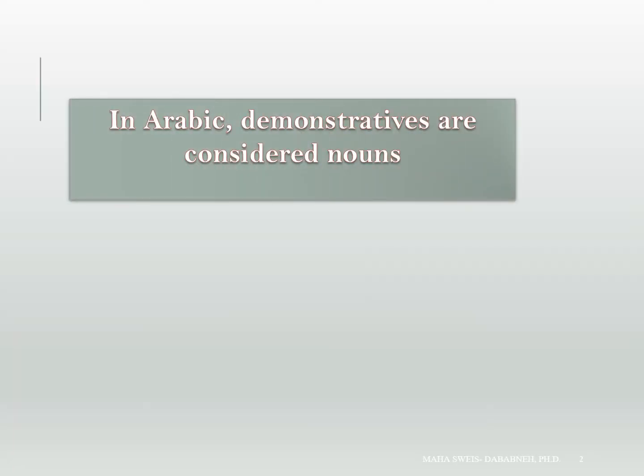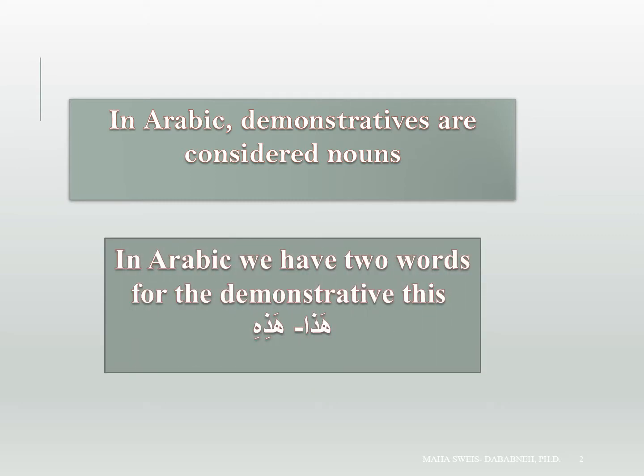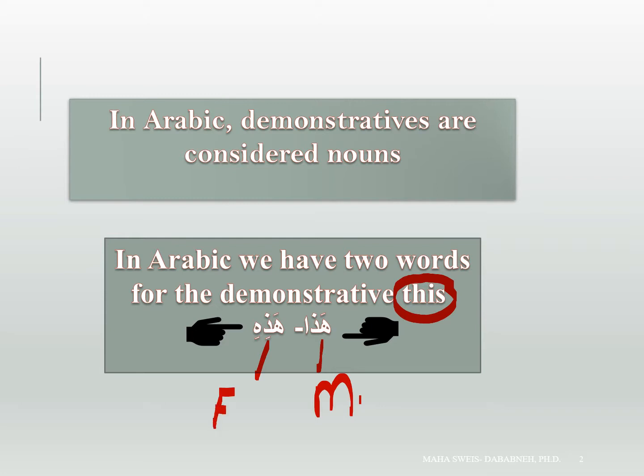In Arabic, demonstrative words are considered nouns, and we have two words for this. One of them is هذا, and one of them is هذه. You know why? Because everything in Arabic is gendered. We use هذا for masculine and we use هذه for feminine nouns. Let's get started.